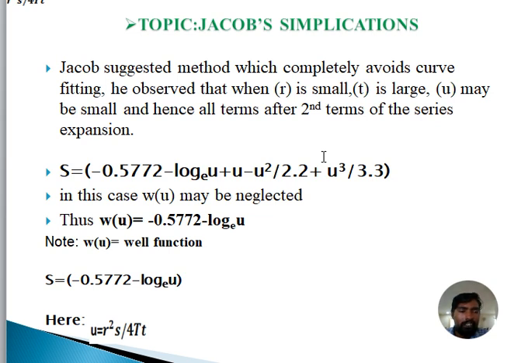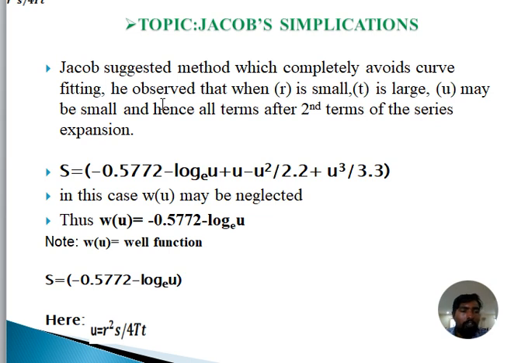S is equal to Q by 4 pi T into W of U. S is equal to Q by 4 pi T W of U. When we draw a graph of time against U, the well function W, the graph is a curve. That curve was modified by Jacob, who did some work to avoid it as much as possible. Jacob suggested a method which completely avoids the curve.